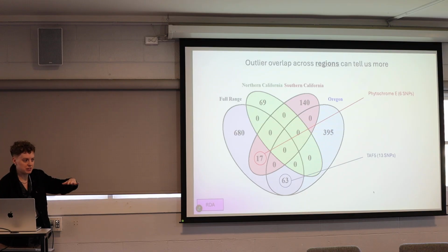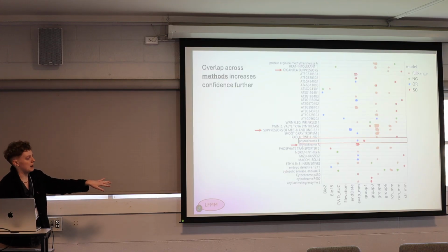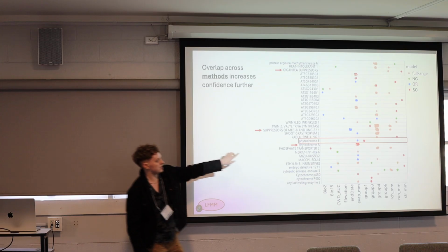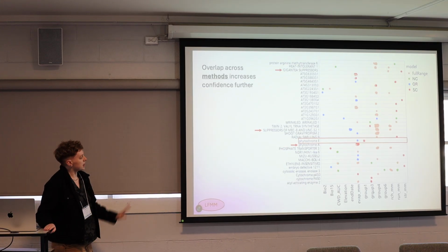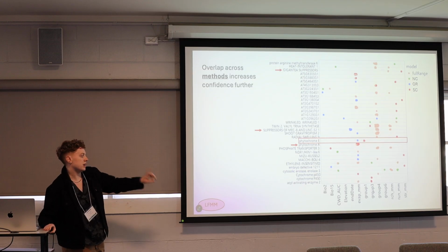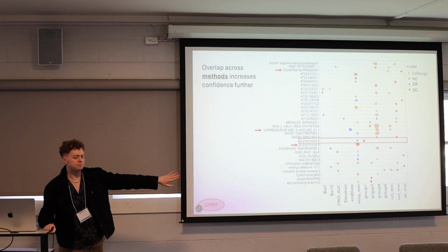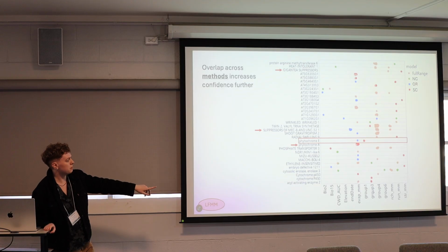You don't need to worry about the busyness. I'll point out the guys that matter. And that's the familiar face that we're seeing right here. We see phytochrome E yet again. So this is looking at our LFMM data. You can see it's univariate based off of the environmental variables at the bottom.